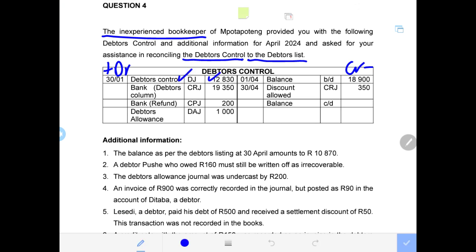Then we analyze the second one. It says bank. And where is this bank coming from? Very important. This bank comes from the debtors column in the cash receipt journal.